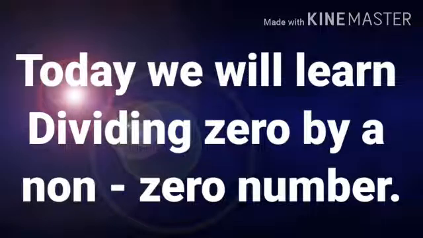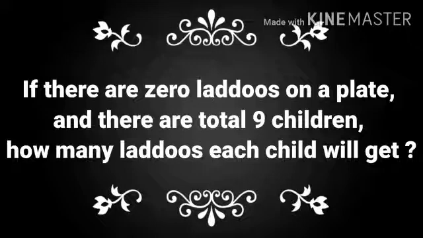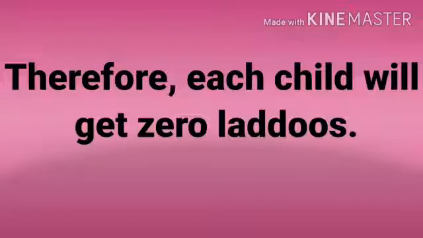Let's solve one example. If there are 0 laddus on a plate and there are total 9 children, how many laddus each child will get? So 0 divided by 9, 0 times is 0, so 0 minus 0, the answer is 0. Therefore, each child will get 0 laddus.